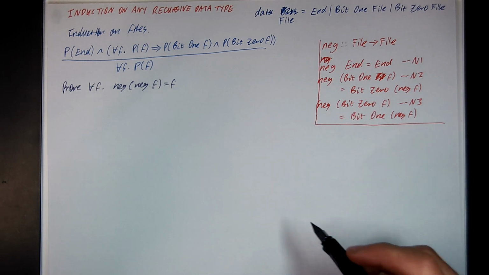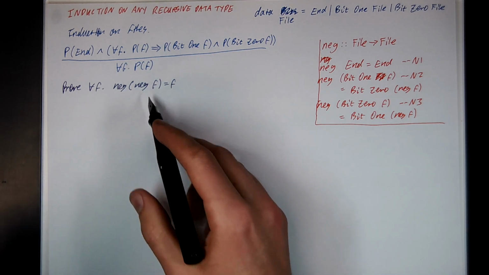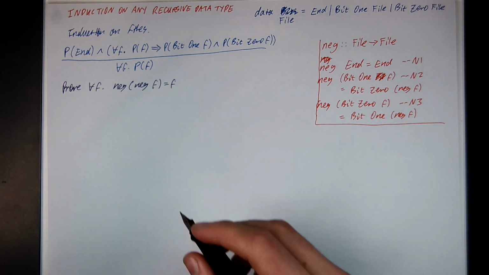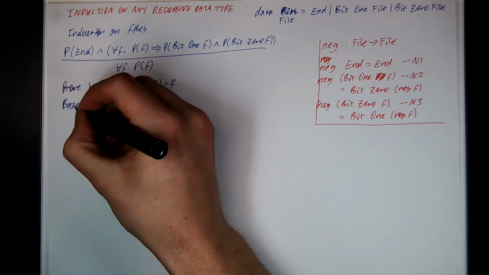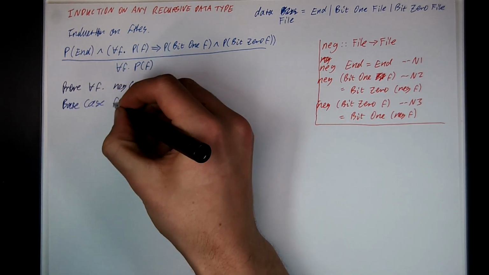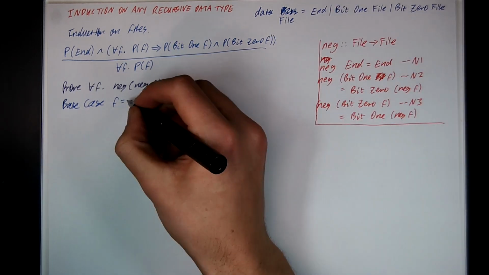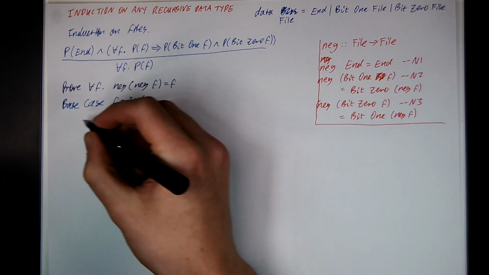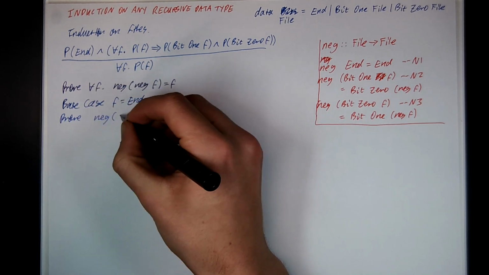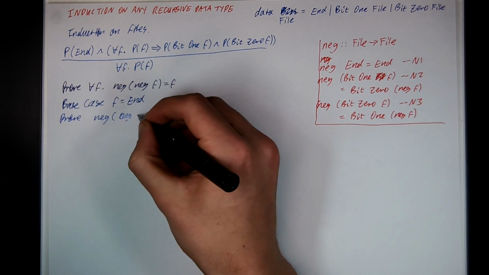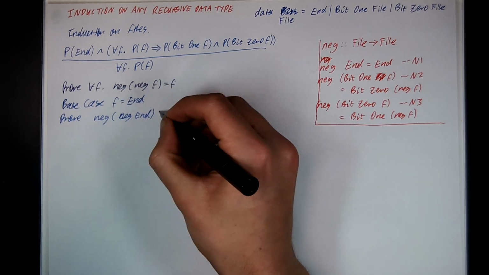and then negate the rest of the file by n3. I would like to prove that if I negate a file twice, I get back what I started with. Okay, so let's do a proof by induction. So the base case here is going to be the file is going to be end. I want to prove that if I negate the ended file twice, I get back the ended file.